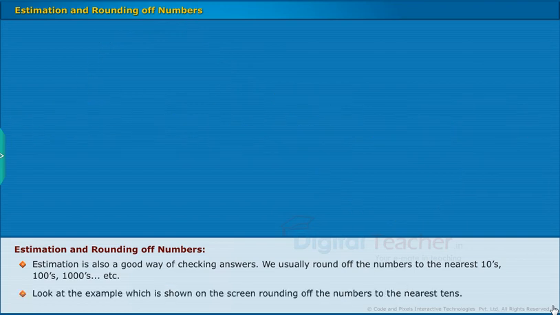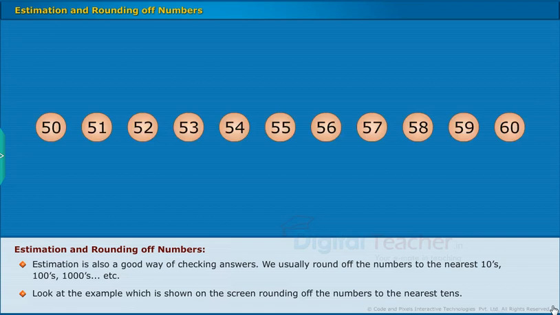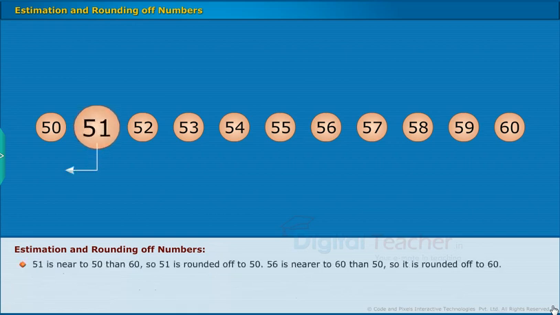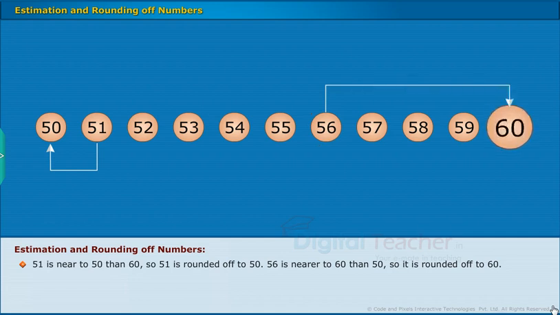Look at the example shown on the screen, rounding off the numbers to the nearest tens. 51 is nearer to 50 than 60, so 51 is rounded off to 50. 56 is nearer to 60 than 50, so it is rounded off to 60.